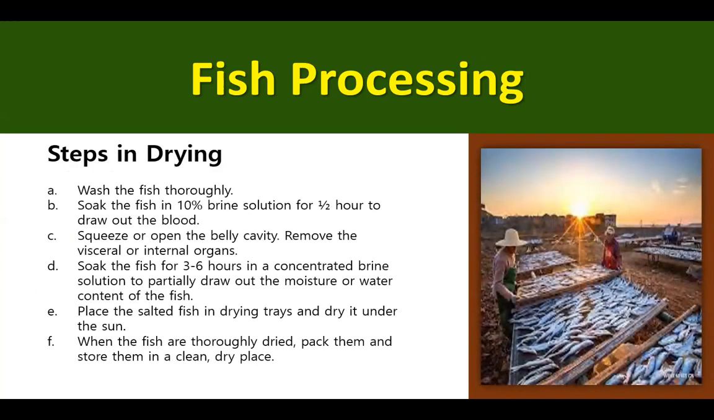Steps in drying. Wash the fish thoroughly. Next, soak the fish in 10% brine solution for 1/2 hour to draw out the blood. Squeeze or open the belly cavity, remove the visceral or internal organs. Next, soak the fish for 3 to 6 hours in the concentrated brine solution to partially draw out the moisture or water content of the fish.